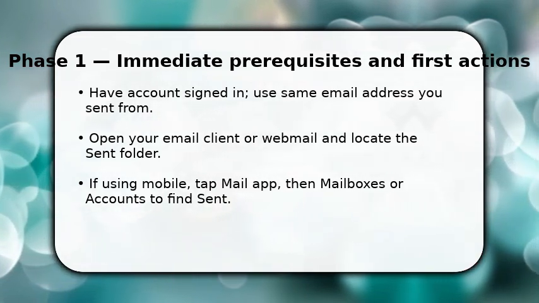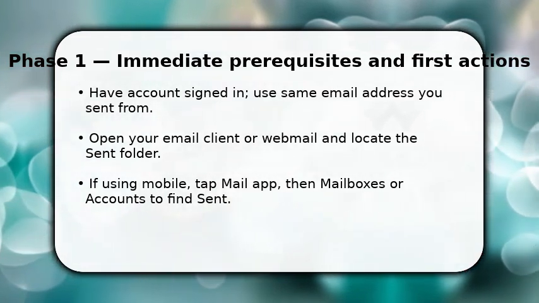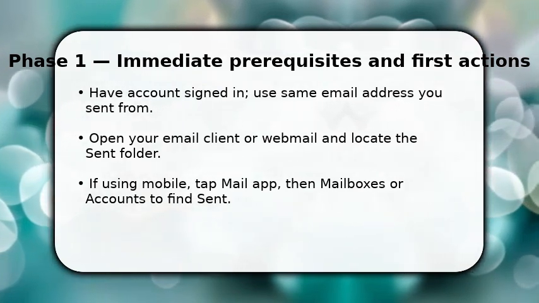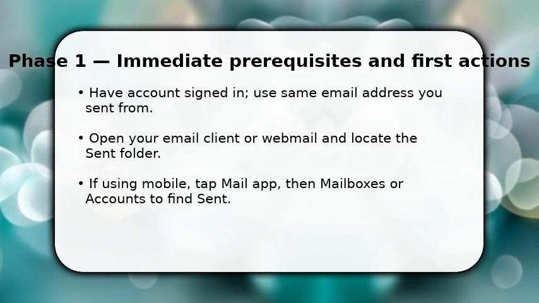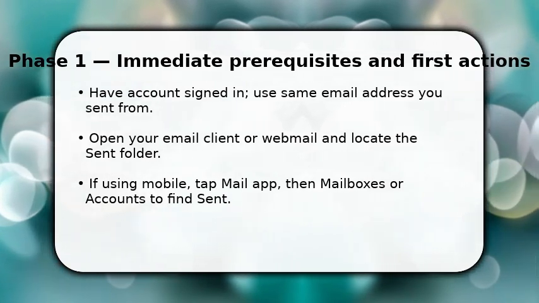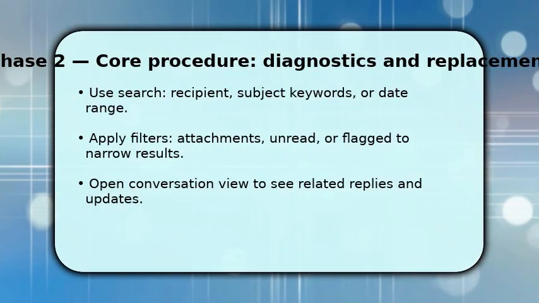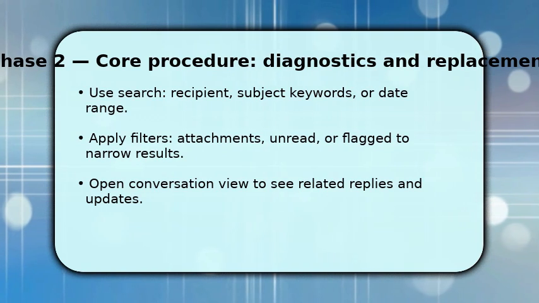Make sure the account displayed is the one you used to send. If you manage multiple accounts, switch to the correct one, otherwise you will look in the wrong Sent folder and miss the message. Once you're in Sent, use the search bar to type the recipient, a word from the subject, or a date. This narrows results quickly.